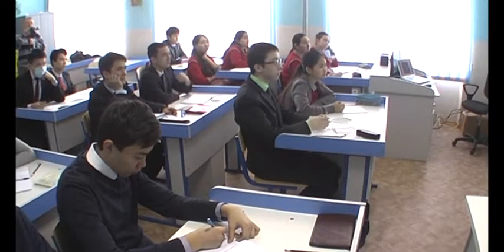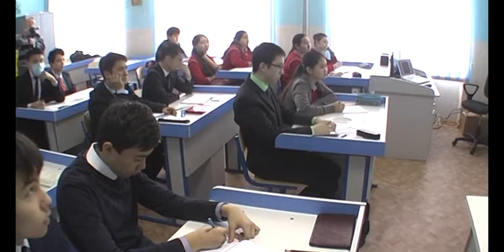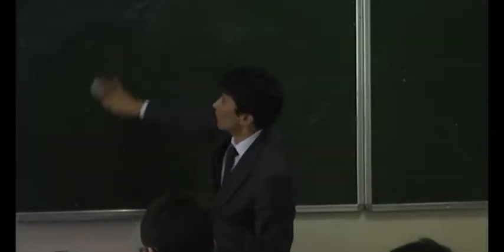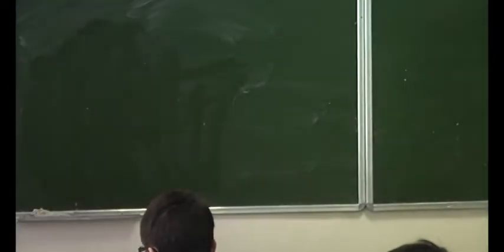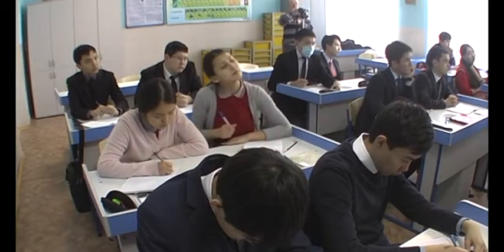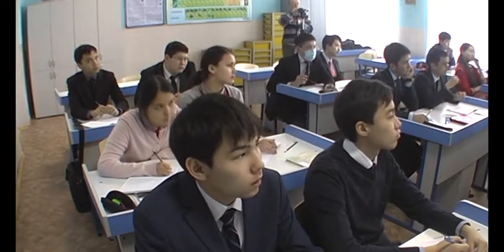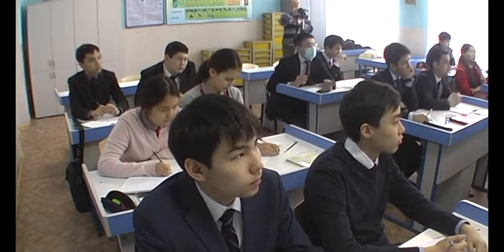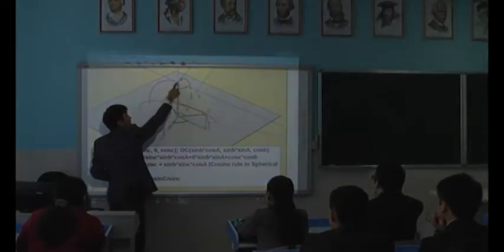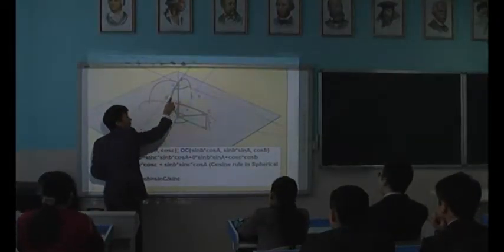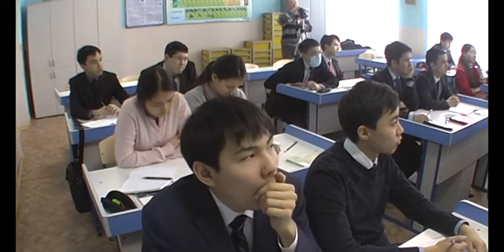Now we are going to understand how the cosine theorem looks in spherical trigonometry. Here we have a spherical triangle formed by three great circles, and let the length of the arc be c.